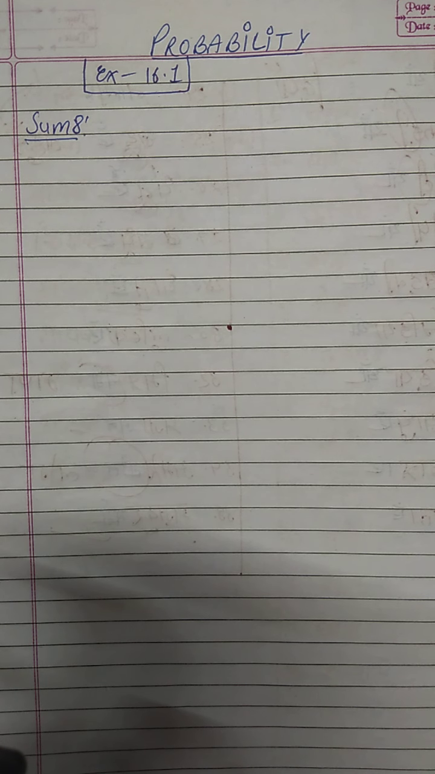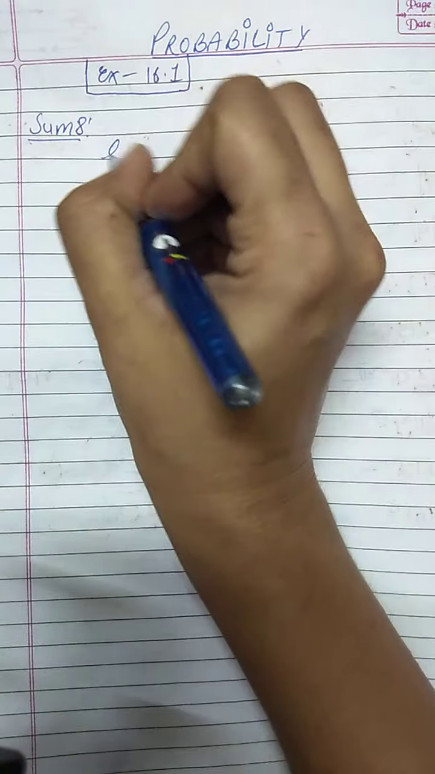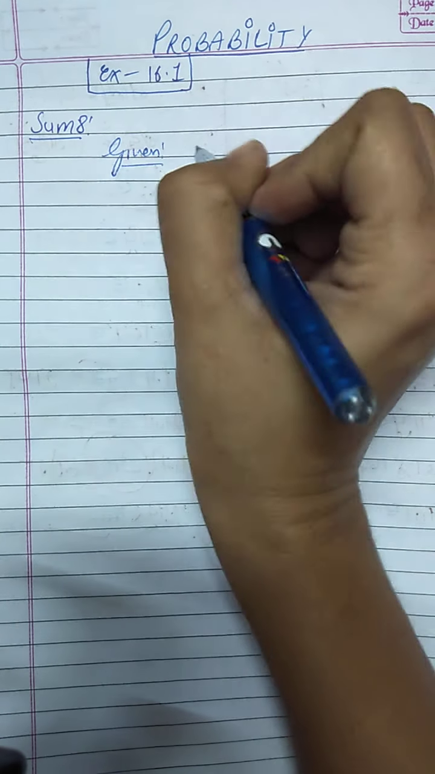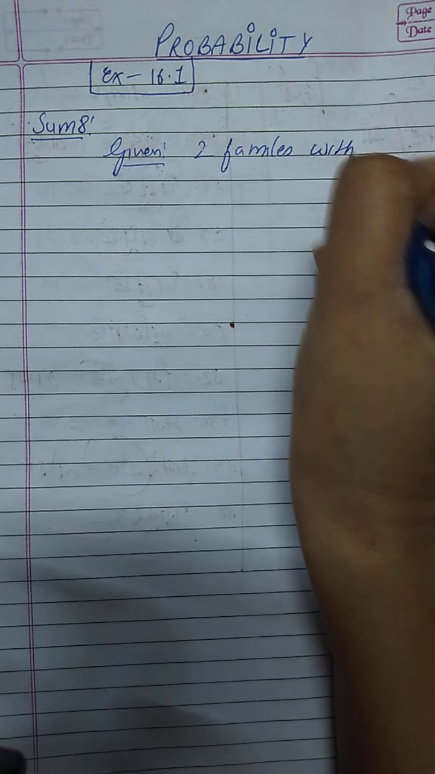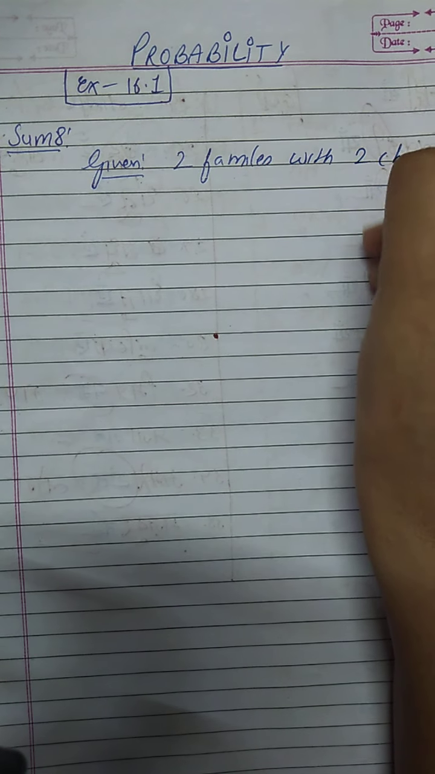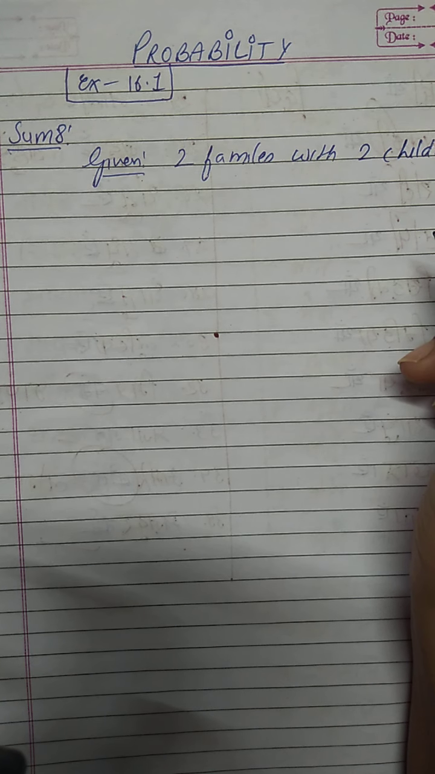So, today we will start exercise 16.1 from sum number 8, as we have discussed till sum number 7. In sum number 8, the statement says an experiment consists of recording boy-girl composition of two families with two children. So, what is given here? We are given two families with two children. That means each family is having two children, right? So we have to write down the sample space.